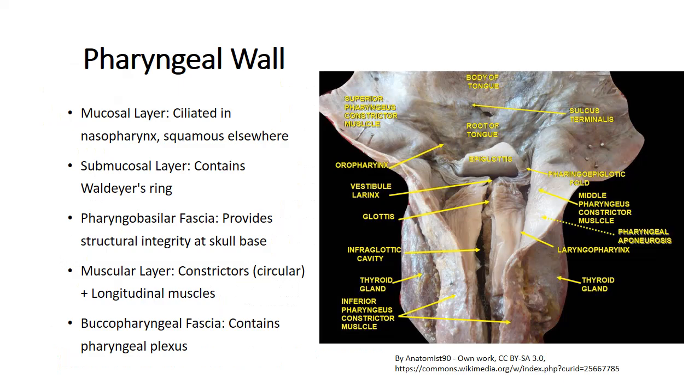The wall of the pharynx consists of four layers. The innermost layer is the mucosa. Outside this lies the pharyngobasilar fascia, which provides structural support. Next comes the muscular layer responsible for swallowing. Finally, the outermost layer is the buccopharyngeal fascia. These layers work together to maintain both flexibility and strength during breathing and swallowing.